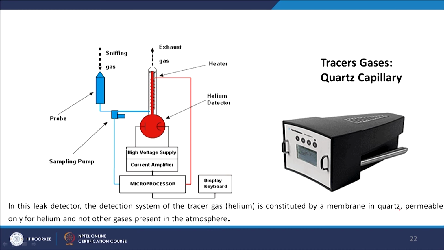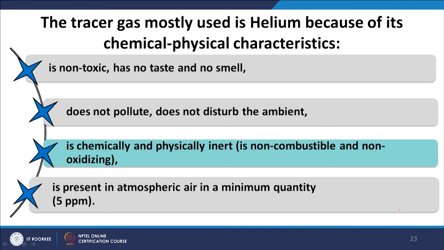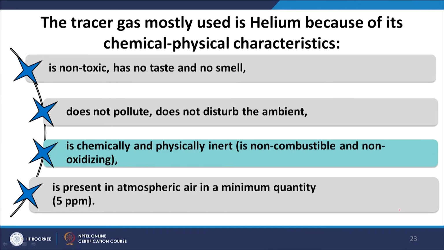The tracer gas mostly used is helium because of its chemico-physical properties. Well, we all know that helium is a noble gas, an inert gas, right? So it is non-toxic and has no taste and no smell. It does not pollute and does not disturb the ambient.